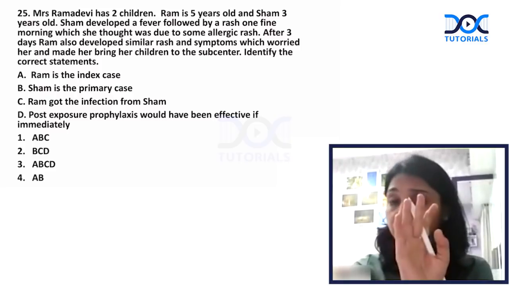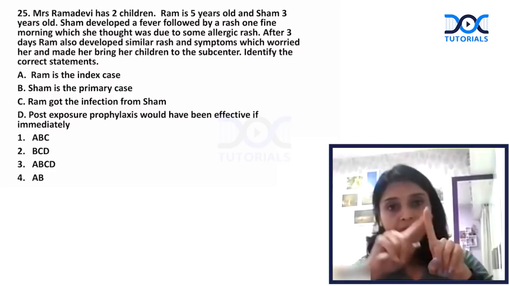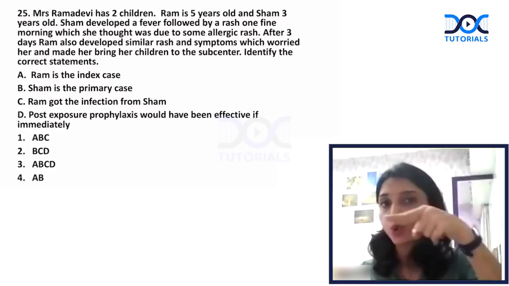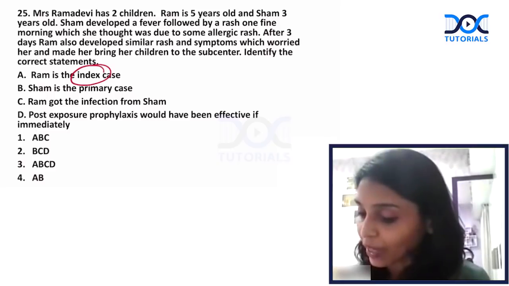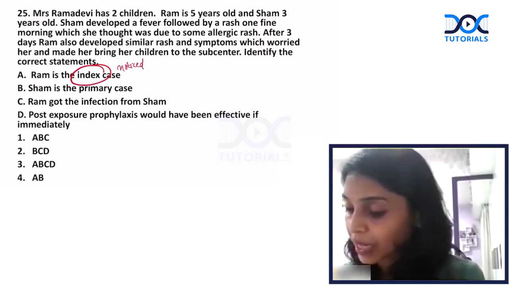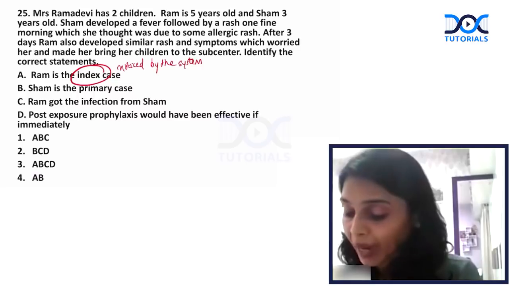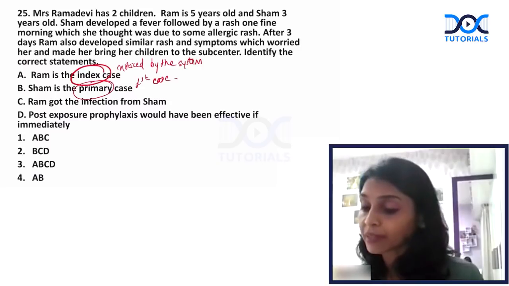Is it clear? Now, please look at me. Index finger. Look at index finger. As the name indicates, index finger. What is the use of index finger? To show something, right? So that people can see. So index case is the first one that was noticed by the system. System means health system or the doctor. Whereas primary means first case, very first case. Now let's see. Ram is the index case. What do you think?